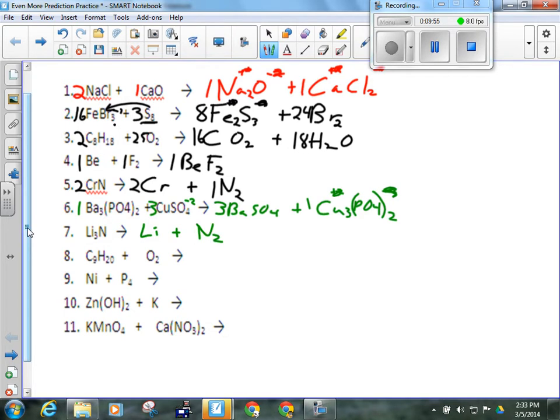I can put a 3 here, but if I do that, I'm just going to have to change it, aren't I? Okay, I've got to look at the nitrogen. There's 2 on this side. Now there are 2 on this side. That gives me 6 lithium.